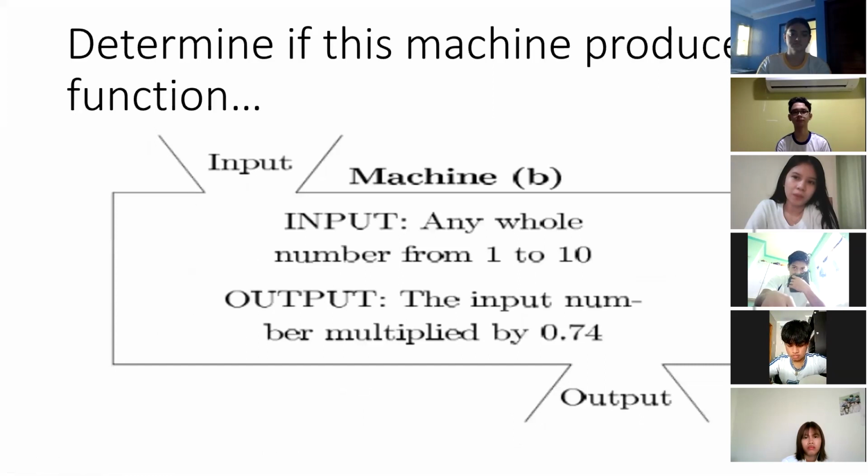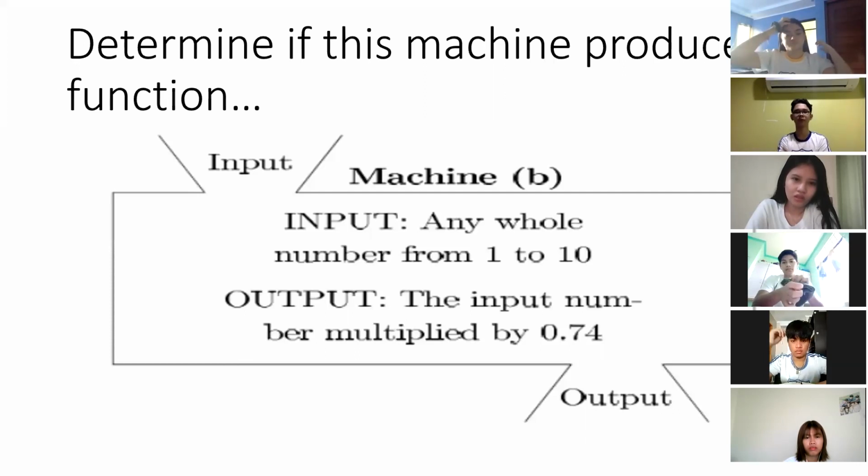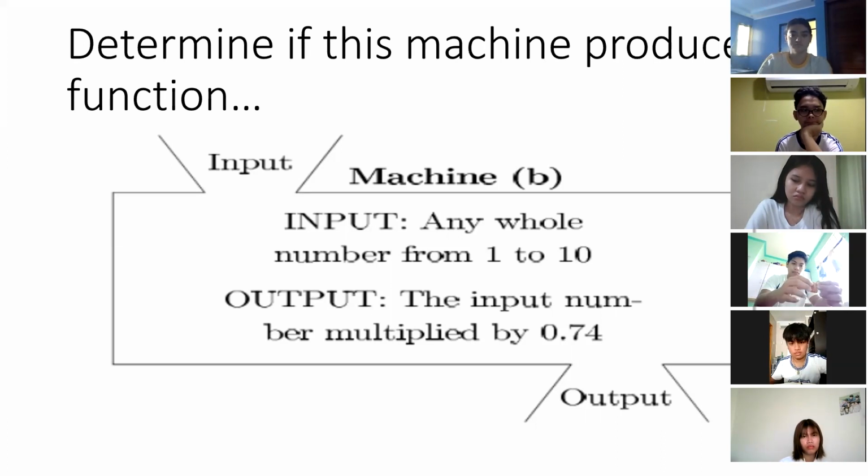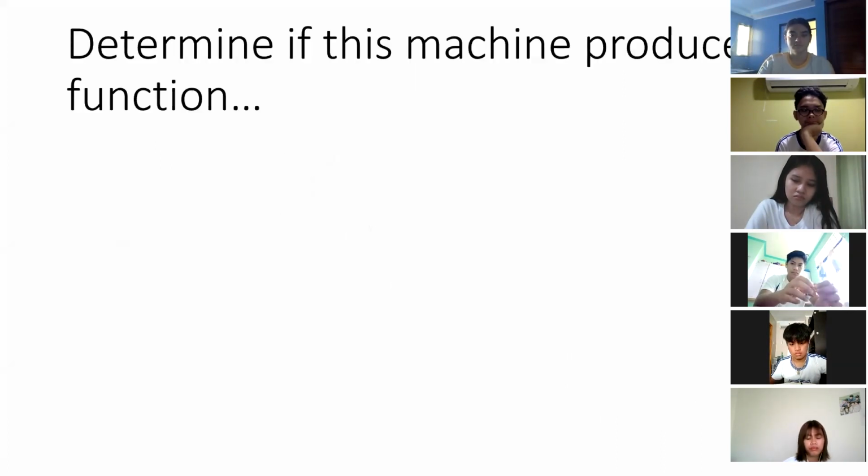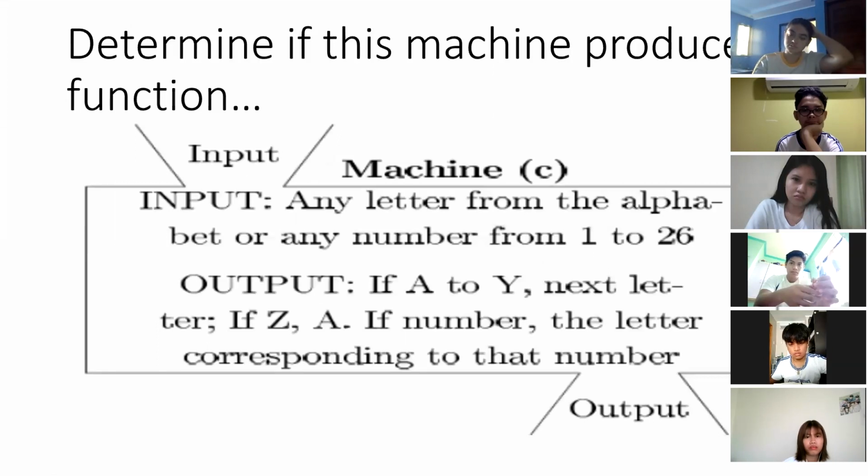Machine B is also a function. If you input any of the numbers from 1 to 10, the output generated will be unique to each of the whole numbers from 1 to 10, since that number will be multiplied by 0.74, which will generate a unique single product as an output. So that's machine B.